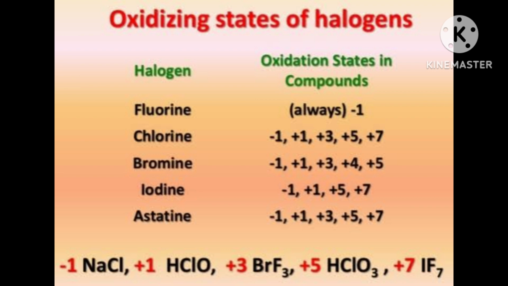Ionic radius. Actually, you know covalent radius, and now I am talking about ionic radius. Ionic radius means X minus: after taking one electron, what is its radius? That is called ionic radius. After taking one electron, the ion is formed, and then its radius is the ionic radius.